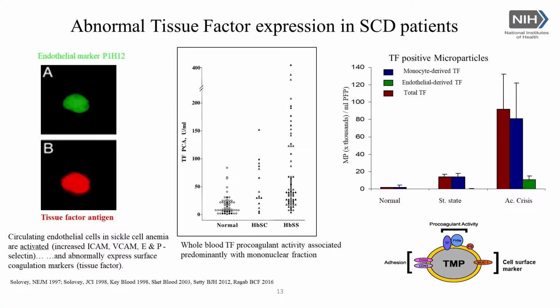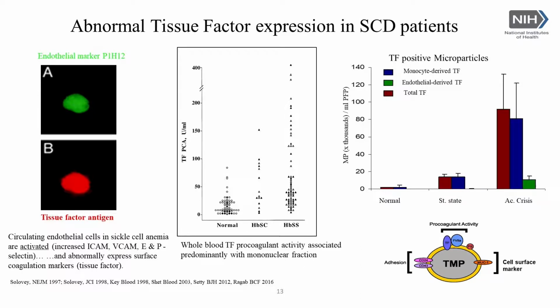So why does venous thromboembolism occur in sickle cell disease? I'm going to show you a little data that we had in the early days when I was a fellow in Bob Hebel's lab. Here on the left is a circulating endothelial cell isolated from the peripheral blood of sickle cell disease patients, identified in green by an endothelial-specific marker called P1H12. If you look at the stain of the same cell with a tissue factor antibody, it lights up completely, demonstrating the presence of a tissue factor antigen.